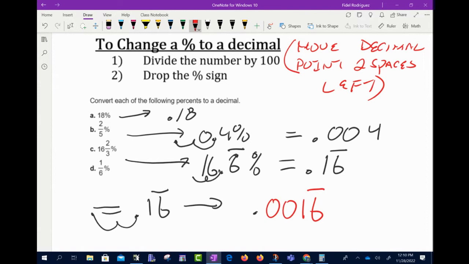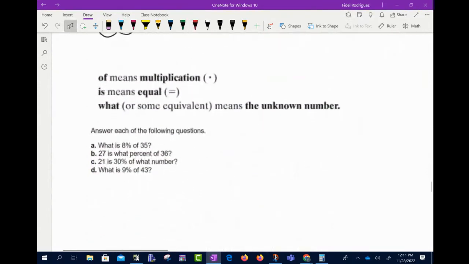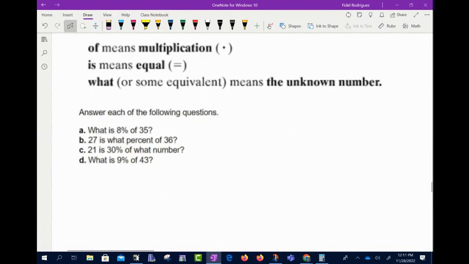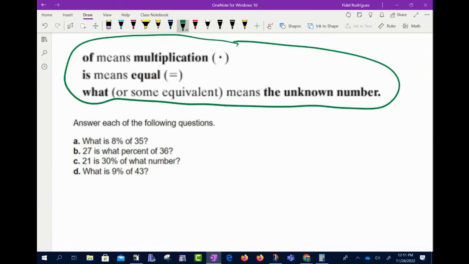All right, so let me keep moving along here, and let's see what else we got. Okay, so anytime we're going to do percent type problems, there are three things I need to keep in mind. The word of means to multiply, the word is means equals, and the word what is going to be my unknown. Usually I call this my x, okay?